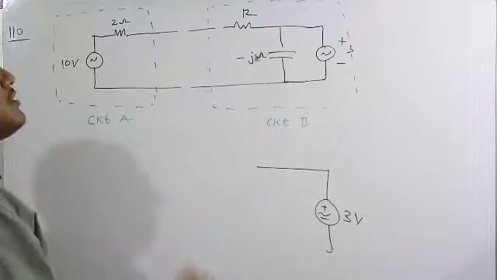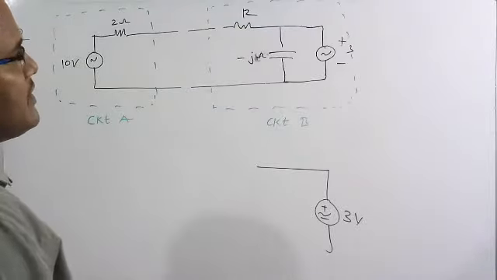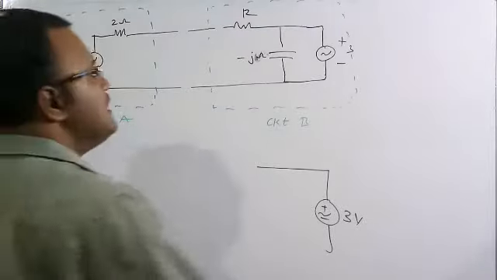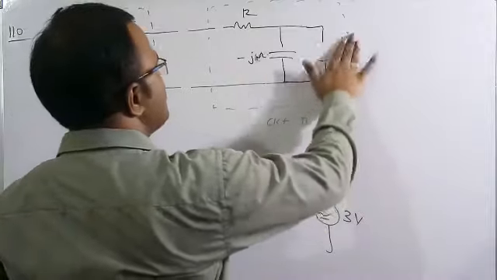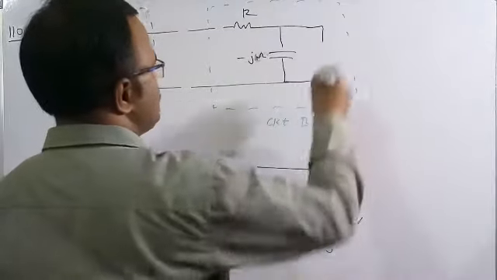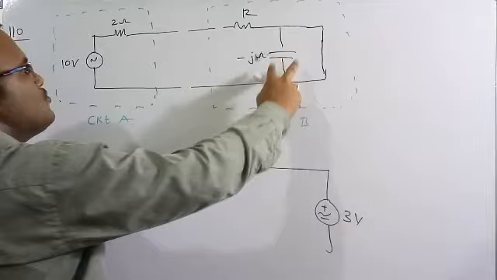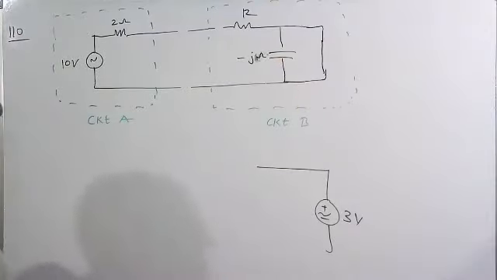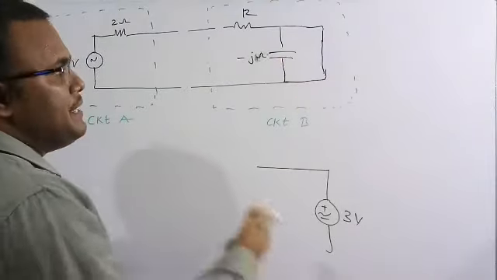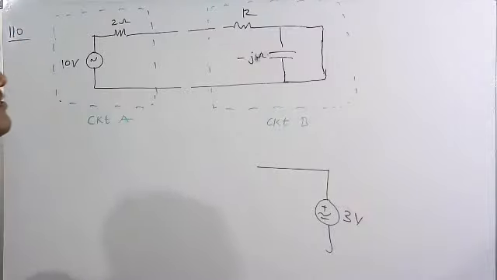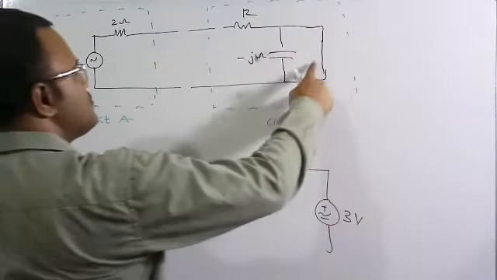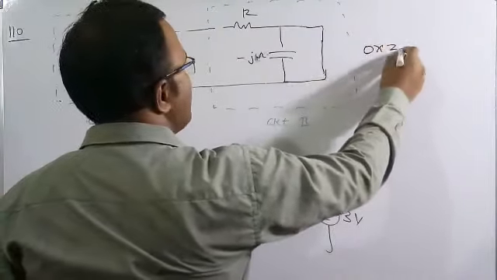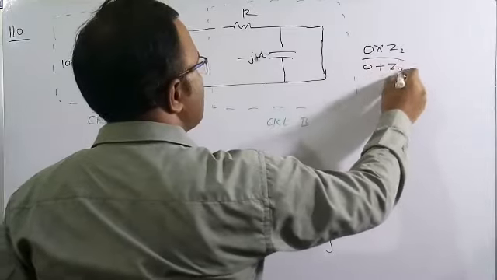An ideal voltage source has to be equal to a short circuit, and an ideal current source has to be equal to an open circuit. Here there is only an ideal voltage source, so I am going to short circuit this one. Whenever two resistors are in parallel, the equivalent is R1 R2 by R1 plus R2, or for impedances, Z1 Z2 by Z1 plus Z2. As Z1 is equal to 0, 0 into Z2 by 0 plus Z2 will be equal to 0.